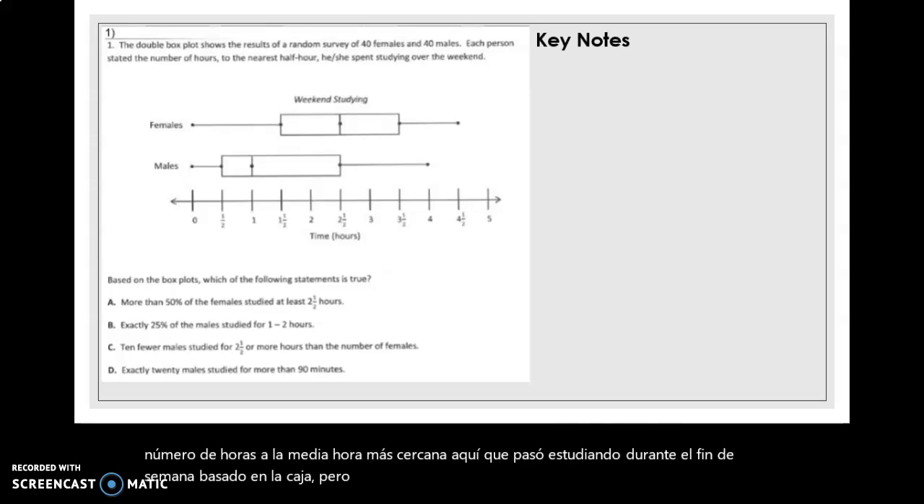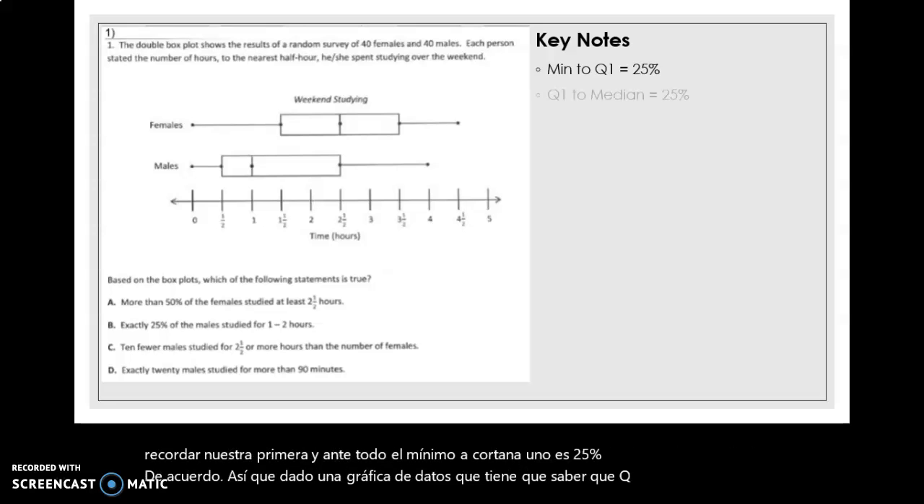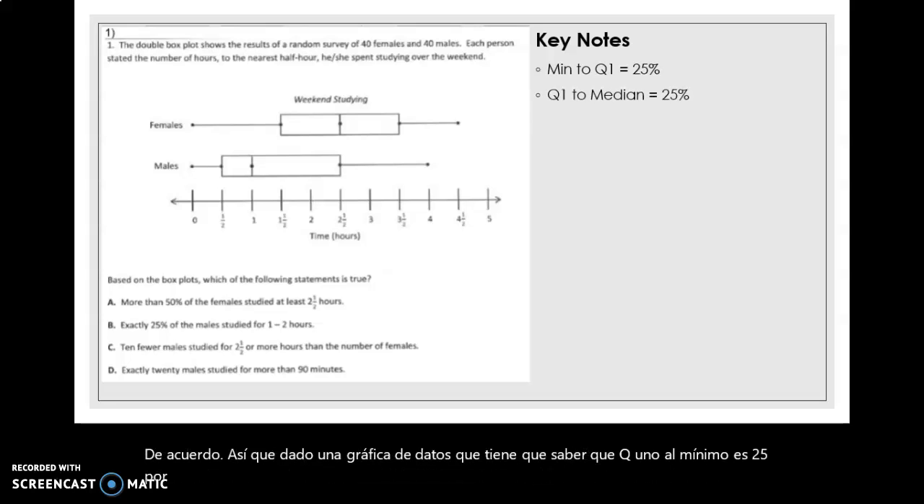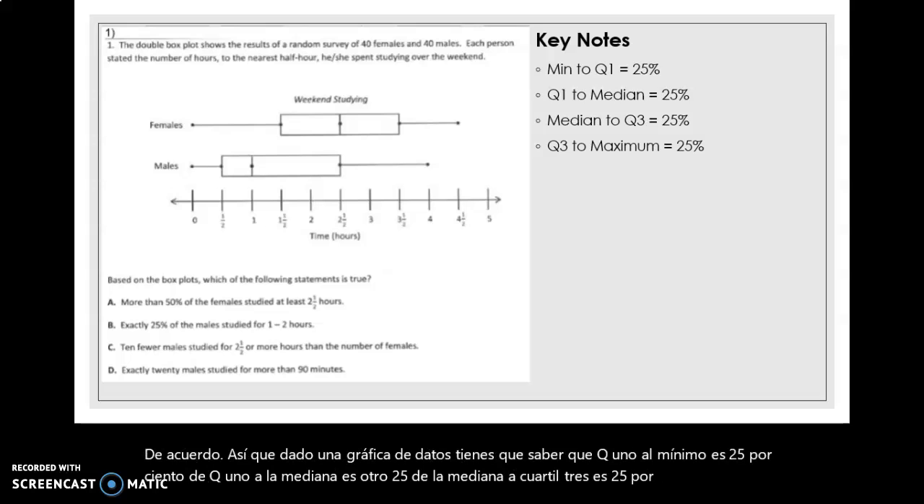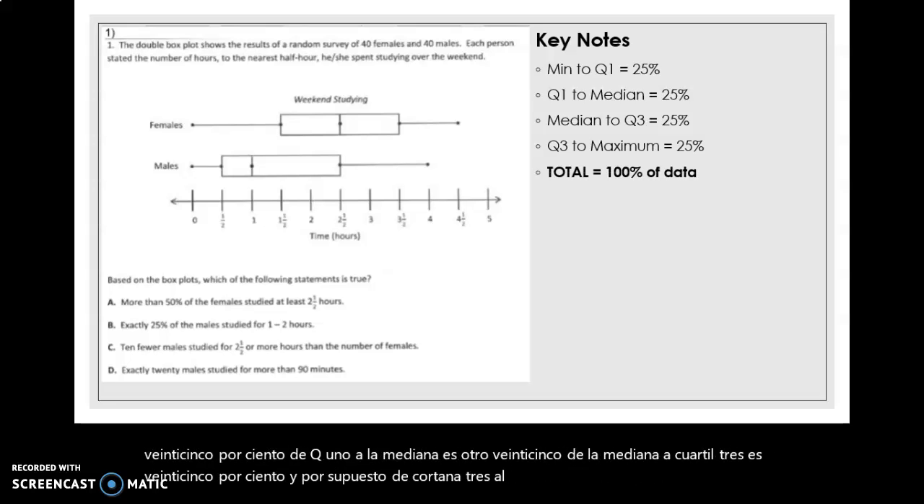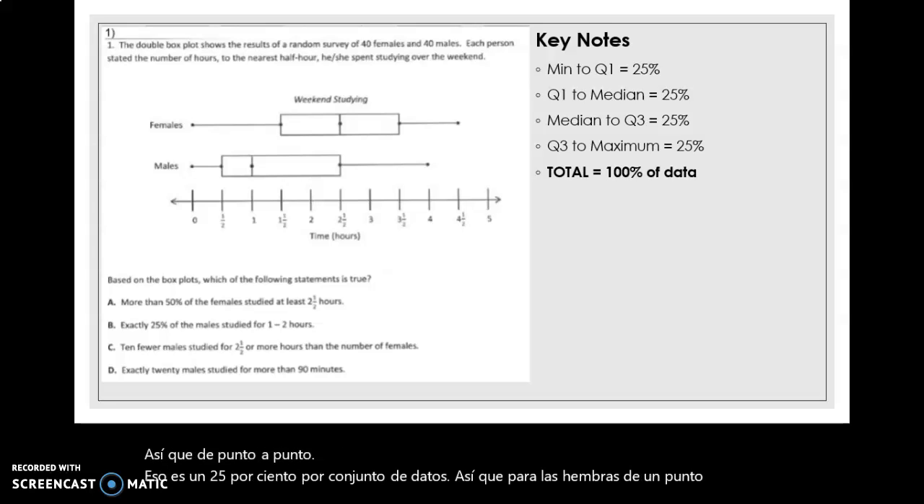Main things you need to remember are, first and foremost, the minimum to quartile 1 is 25%. Given a data plot, you have to know that Q1 to the minimum is 25%. From Q1 to the median is another 25%. From the median to quartile 3 is 25%. And of course, from quartile 3 to the maximum is another 25%. This equates to 100% of your data. So from point to point, that's 25% per data set. For females, from one point to the other point is 25, and so on and so forth.